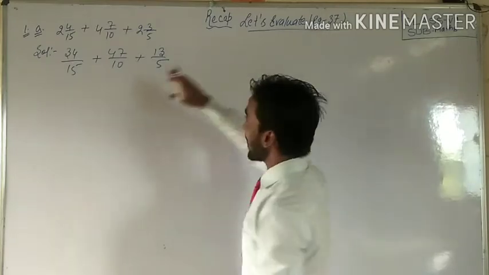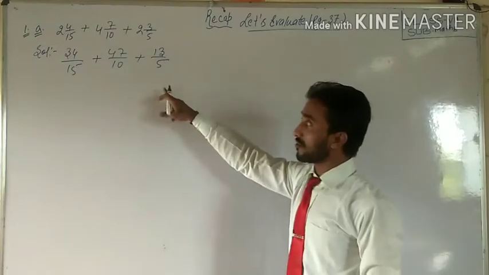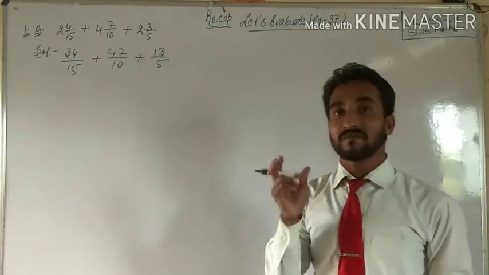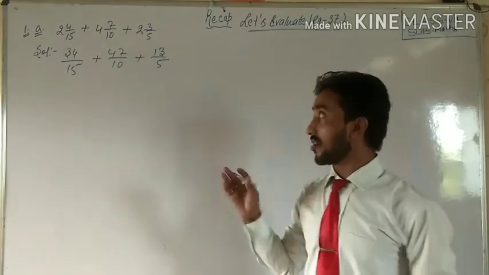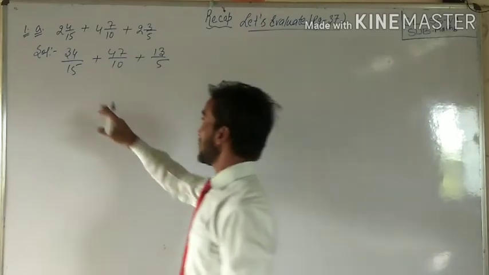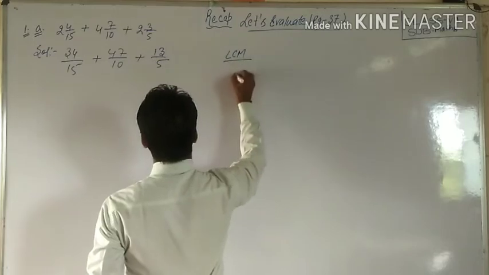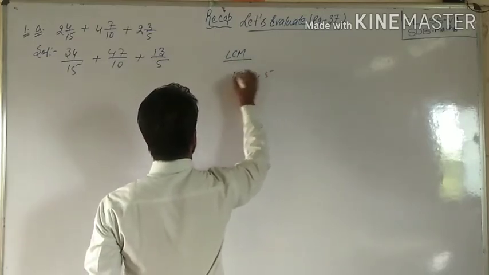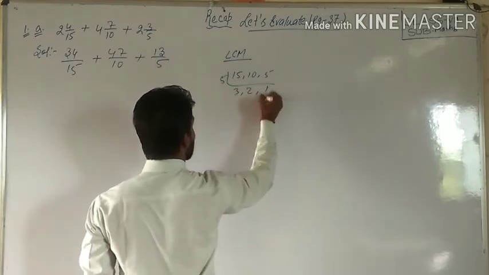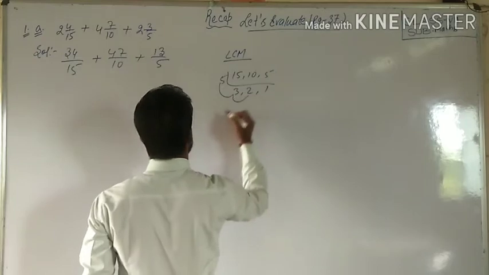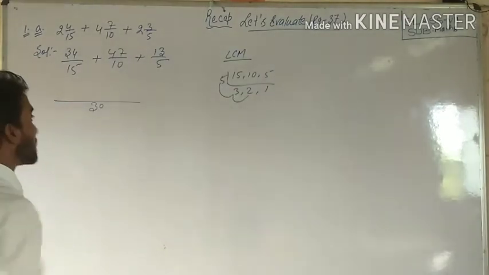Now what will we do? Whether it is plus or minus, we will find the LCM of the denominators. Why? Because we have to make all the denominators equal. That's why we take out the LCM. Do you know the LCM of 15, 10, 5? All divide by 5: 5 into 15 is 3, 5 into 10 is 2, 5 into 5 is 1. So 5 times 3 times 2 is 30. The product is 30.